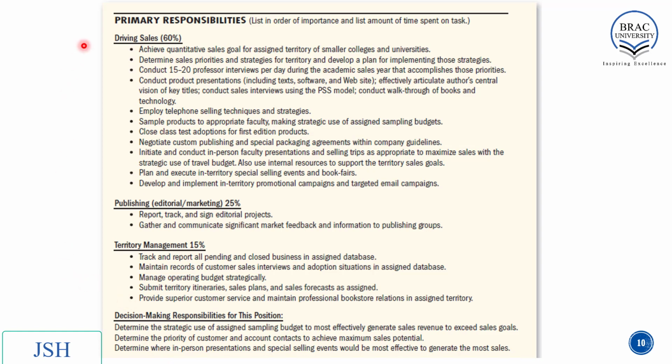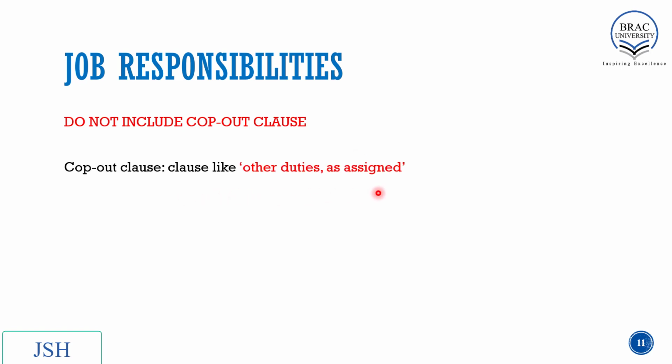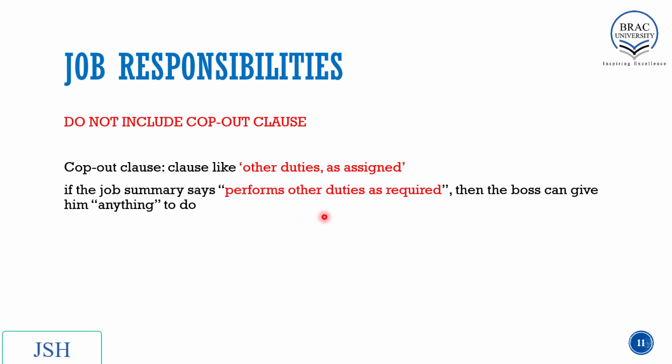Now with regards to responsibilities, please take note. When writing responsibilities, if you are an HR manager of a company, please do not include cop-out clause ever. What is a cop-out clause? It is this specific few words. So other duties as assigned. This is a cop-out clause. This is another example of a cop-out clause. So performs other duties as required. So both of them basically mean the same thing.